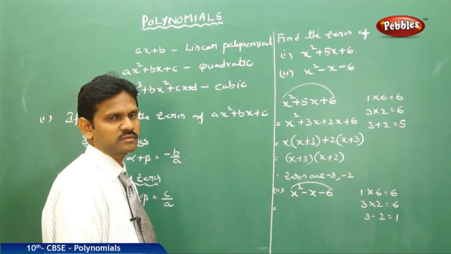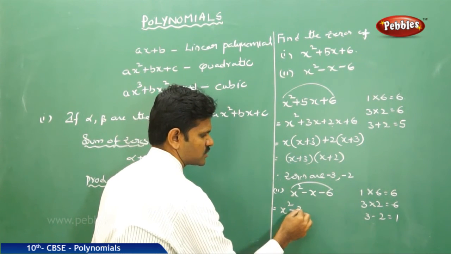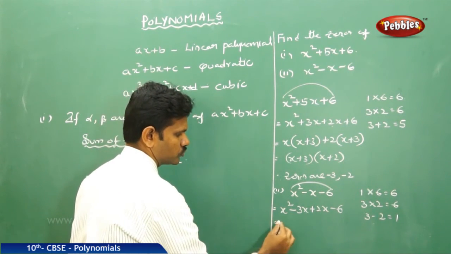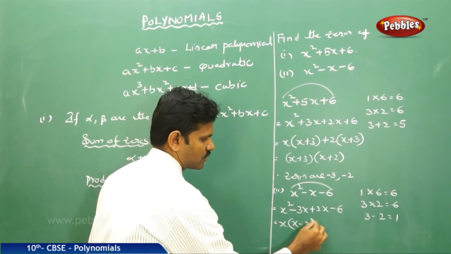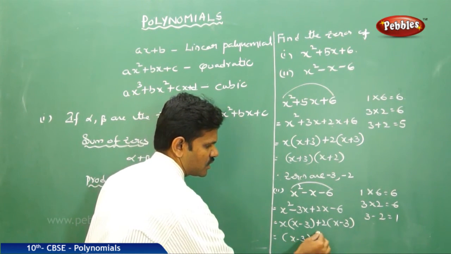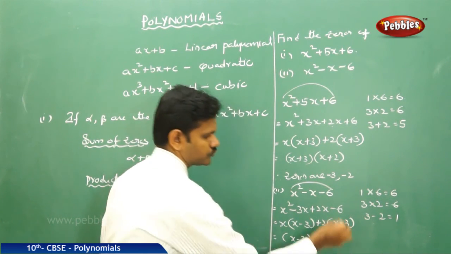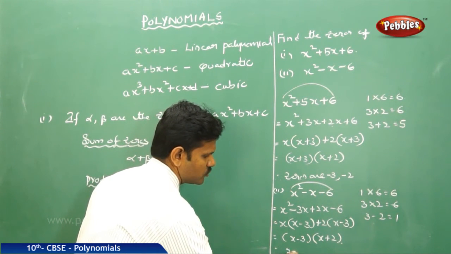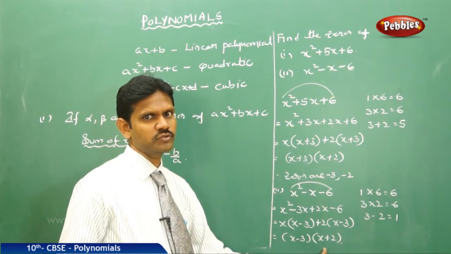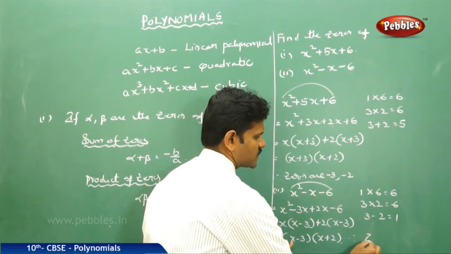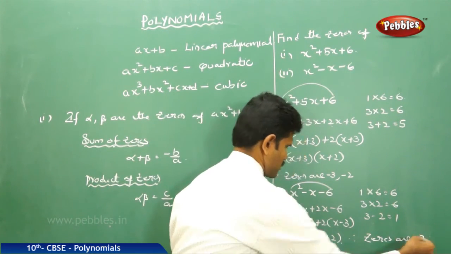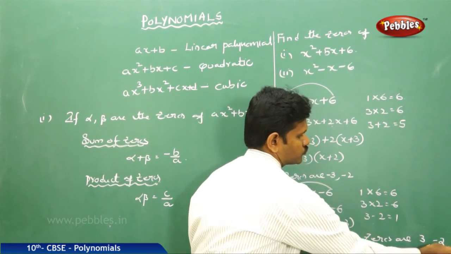Now, arrange it in order. That is x square, I will arrange this as minus 3x plus 2x minus 6. Now, from the first two terms take x common, x minus 3, and take 2 common, x minus 3. Therefore, the common factor is x minus 3 and the other factor is x plus 2. Therefore, zeros are: the zero of x minus 3 is 3 and the zero of x plus 2 is minus 2.